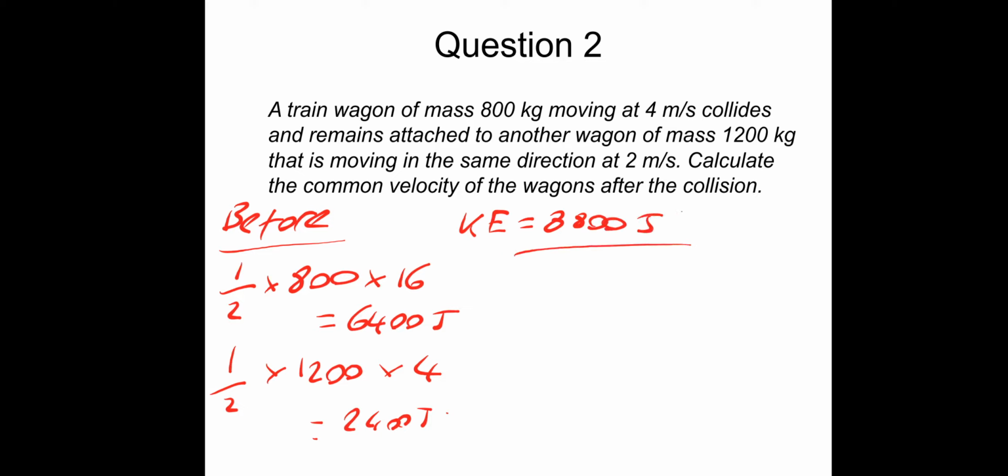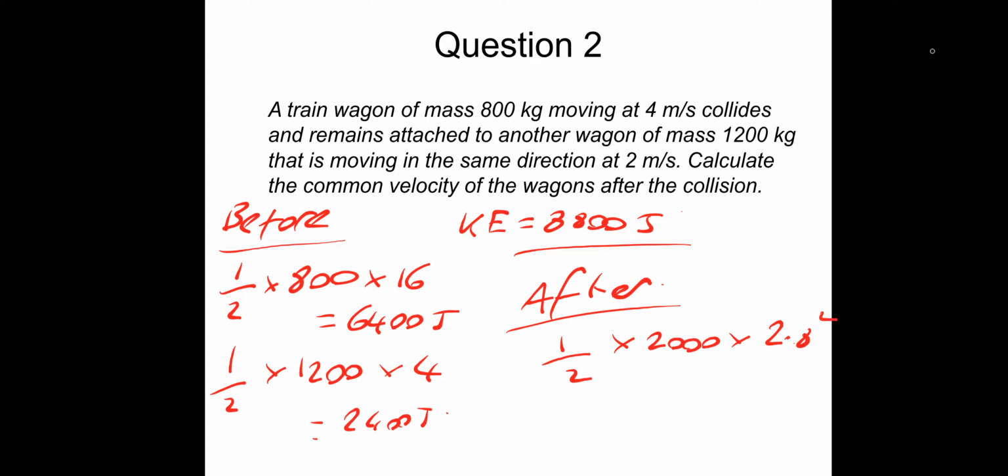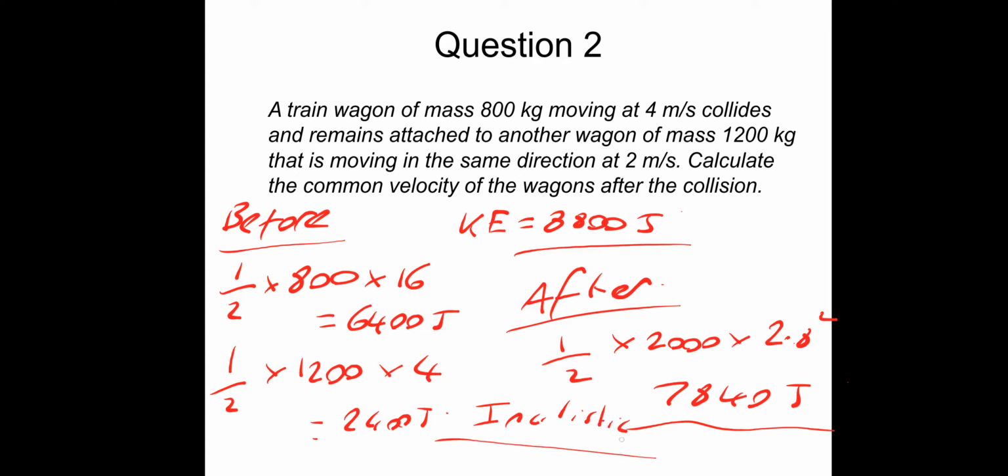So after, we've got the same equation. It's a half mv squared, so it's a half times the mass. The combined mass is 2,000 kilos, multiplied by the common velocity afterwards, which we calculated to be 2.8 meters per second. So 2.8 squared. And that gives us 7,840 joules. So as you can see, the kinetic energy afterwards is less. Therefore, we have an inelastic collision.